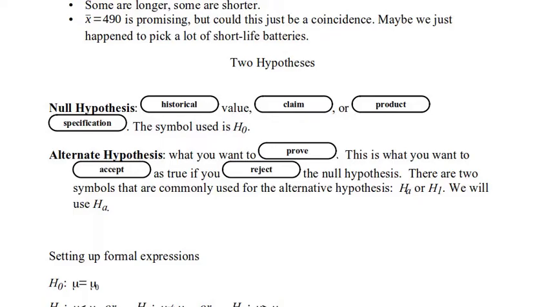So there are two symbols that are commonly used for the alternative hypothesis, H sub A or H sub 1. We'll use H sub A. The null hypothesis is H sub 0.